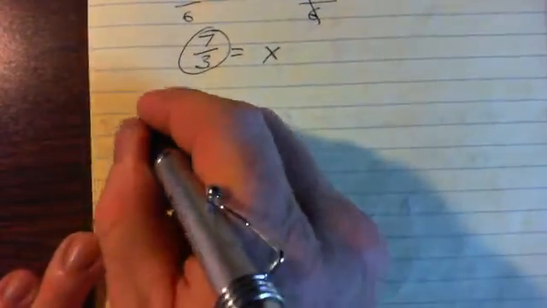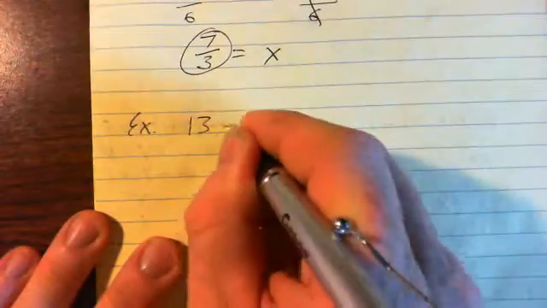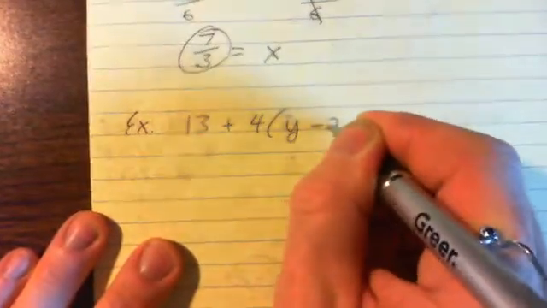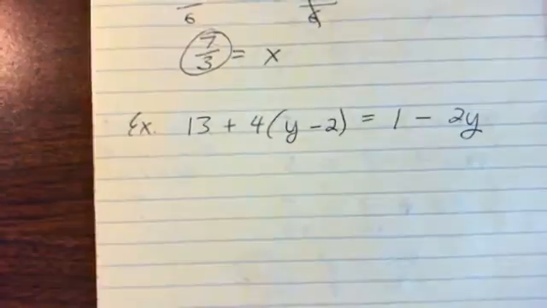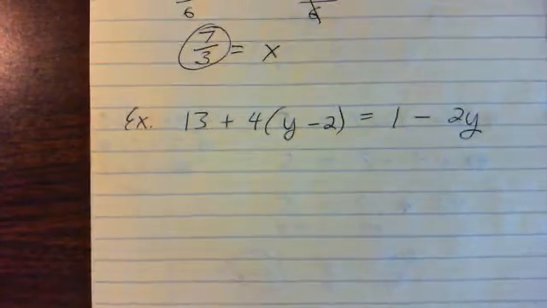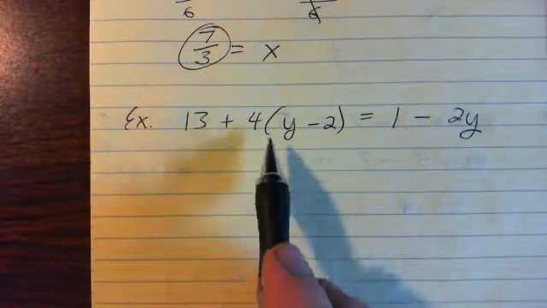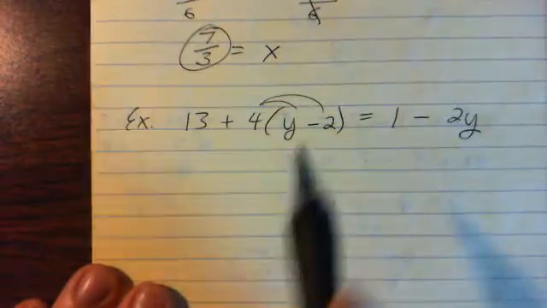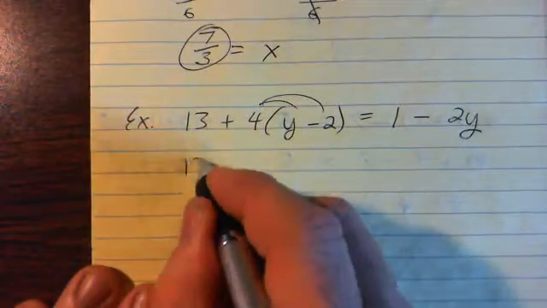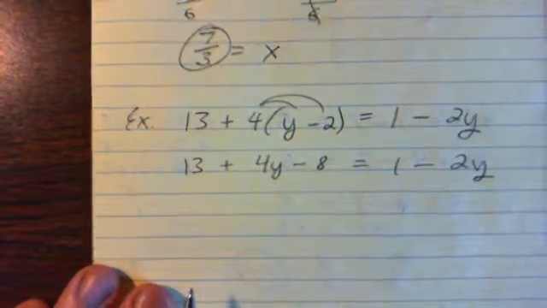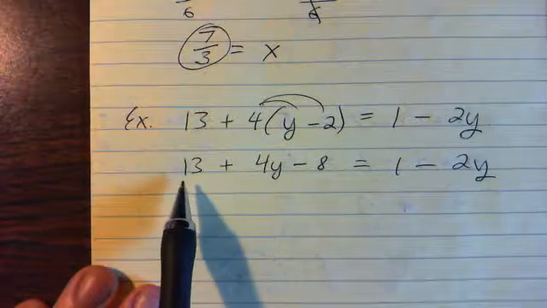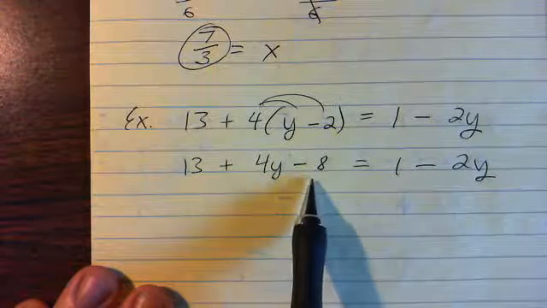Alright, let's do one that has more things involved. Let's put the distributing together with the combining like terms. Alright, so we have this equation. So first thing you see, you've got a distributive problem. So I'm going to go ahead and distribute, and you'll have 13 plus 4y minus 8. Now you can combine some like terms, 13 and negative 8.